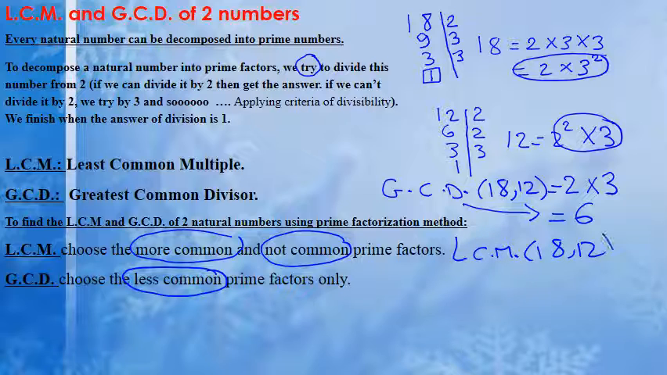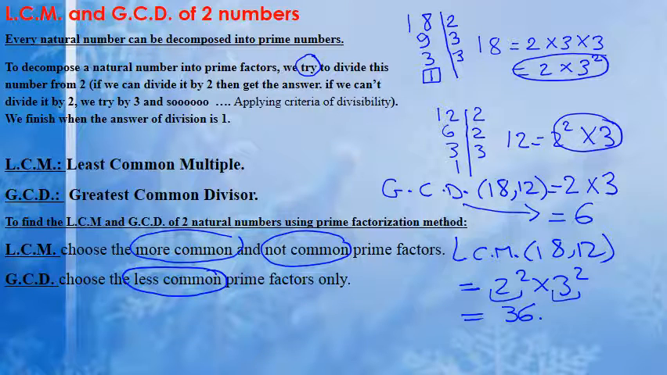To find the LCM of 18 and 12, we take the greater powers of the prime factors. So we take 2 squared times 3 squared. 2 squared is 4, 3 squared is 9, 4 times 9 is 36. This is how we find the LCM and the GCD of two natural numbers.